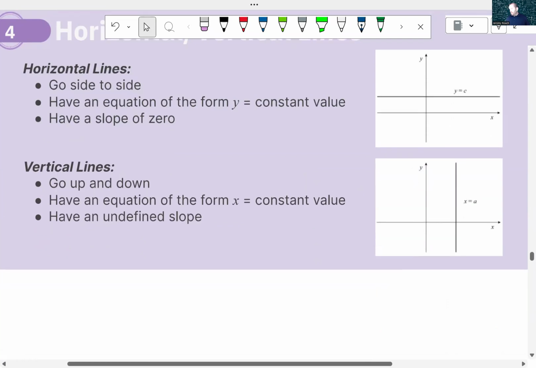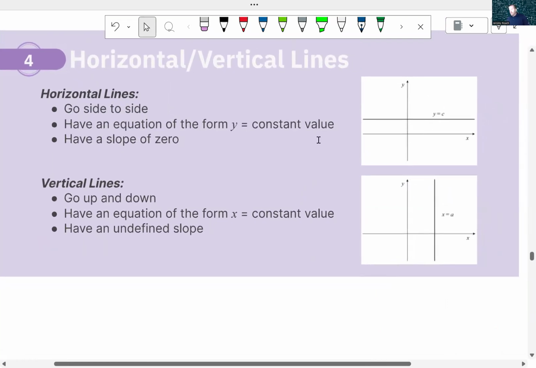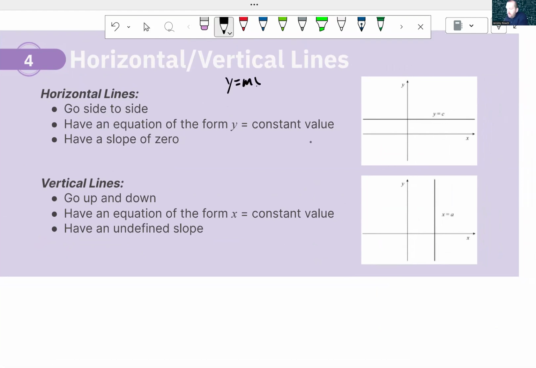Horizontal and vertical lines, these are pretty self-explanatory. If we get something in the form y equals mx plus b, but if there's no m, if m is 0, then we get y equals 0x plus b, and then we just get y equals b. Here they said y equals c, but they just use a different letter. Basically, b is just a whole number.